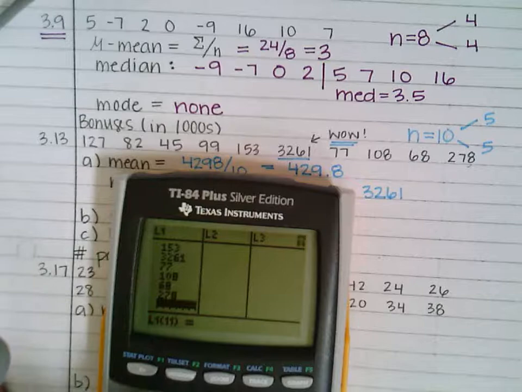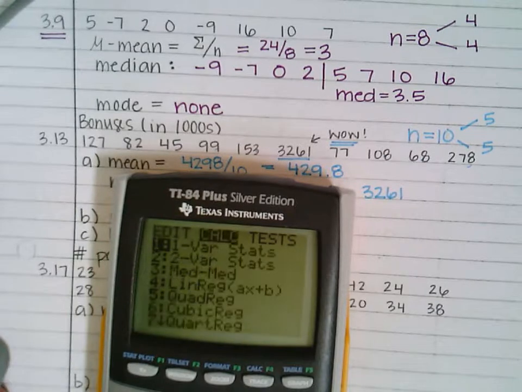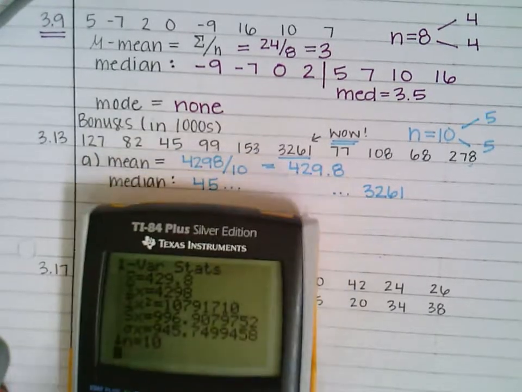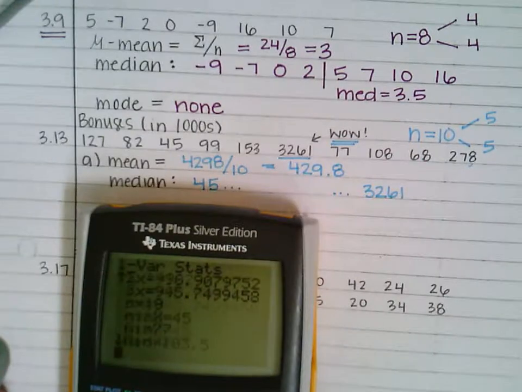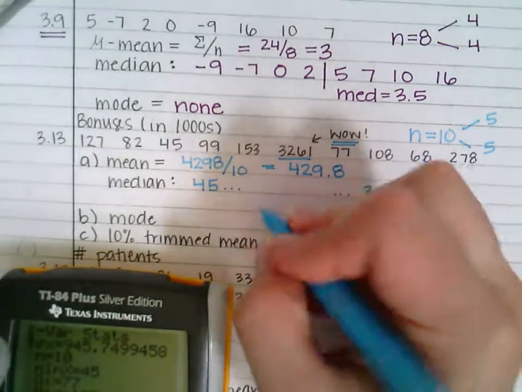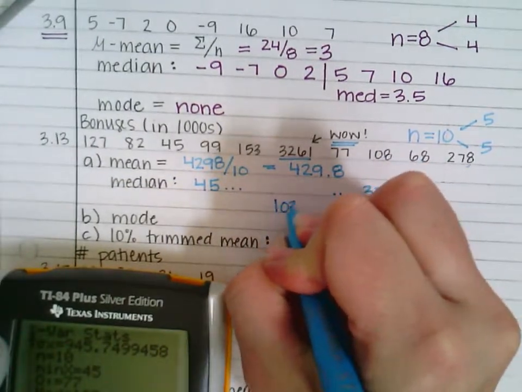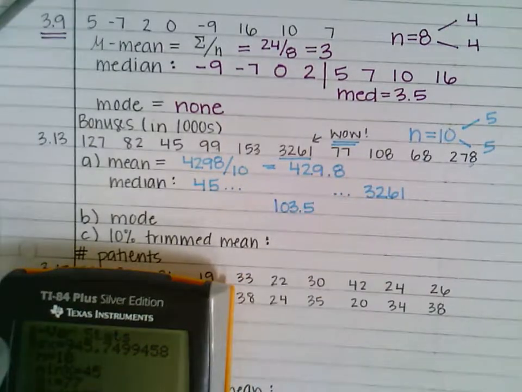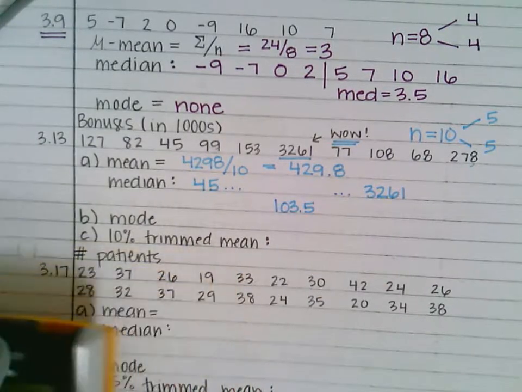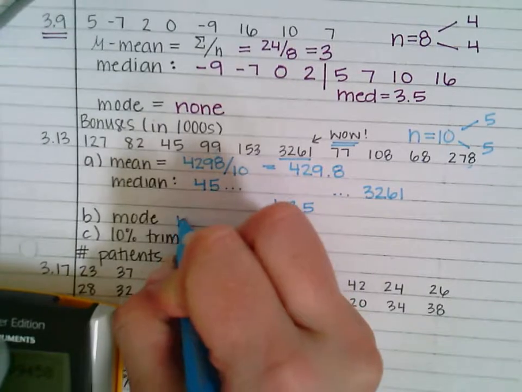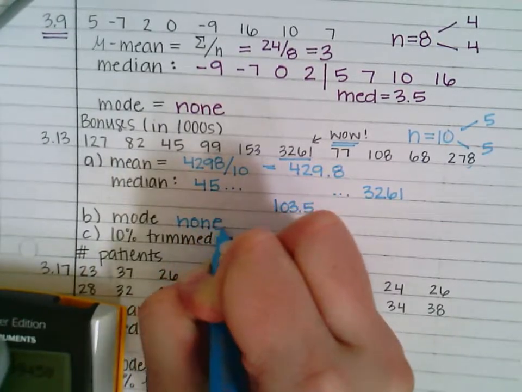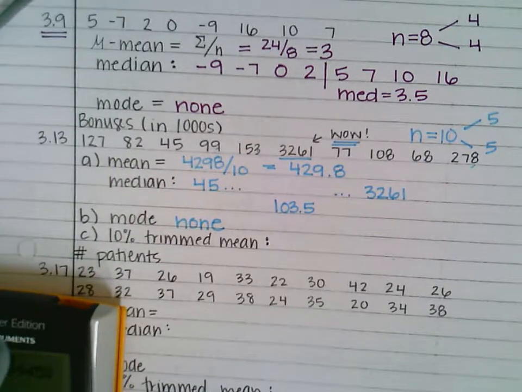Okay. And we can check, yes, our mean is correct. And our median is going to be 103.5. Mode, there is no mode because there is nothing that repeats. Okay.